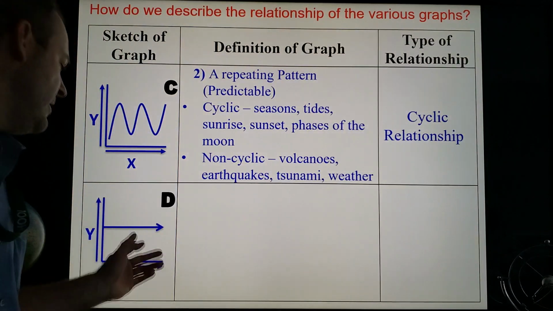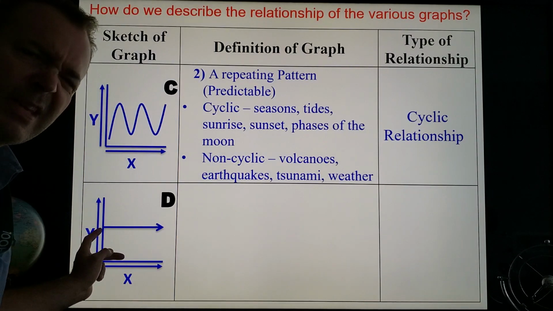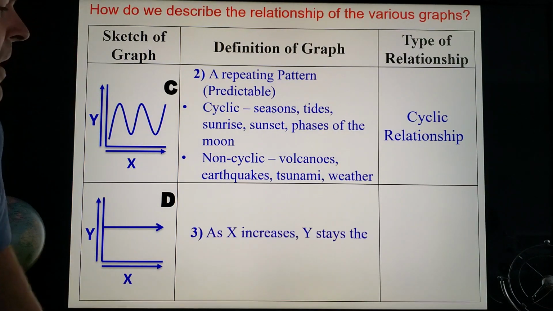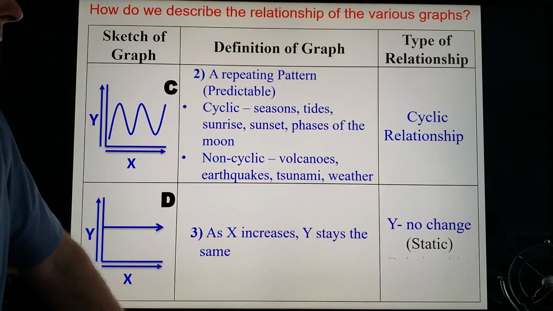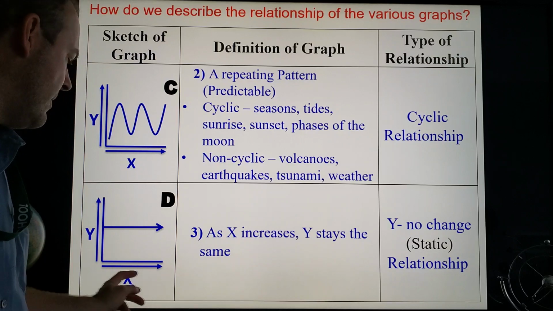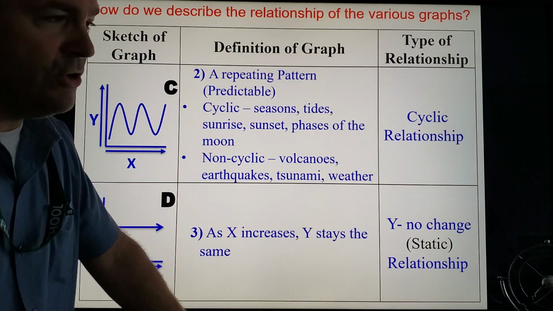Okay? Then you get this guy here. As X is increasing, Y is kind of staying the same, right? He's not really changing much. And there it is. As X increases, Y stays the same. We call that a static or no relationship at all, right? It doesn't matter what X does, Y is still going to stay the same. All right, so there's no effect.